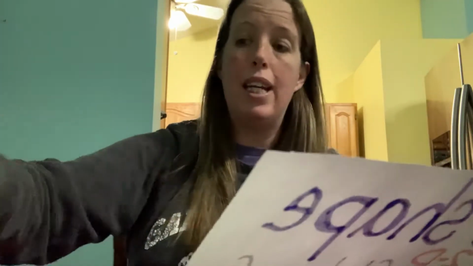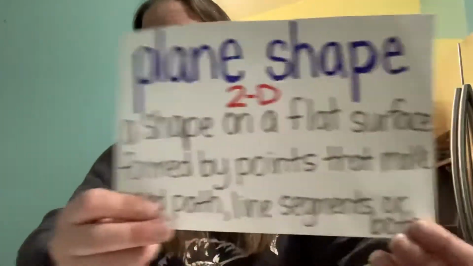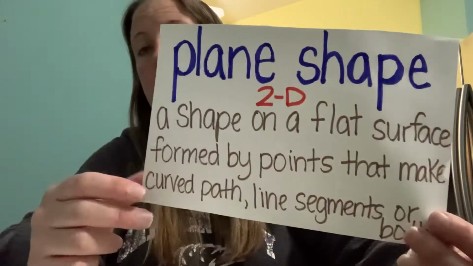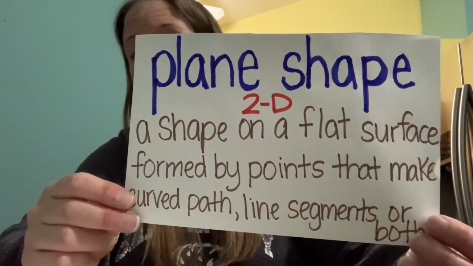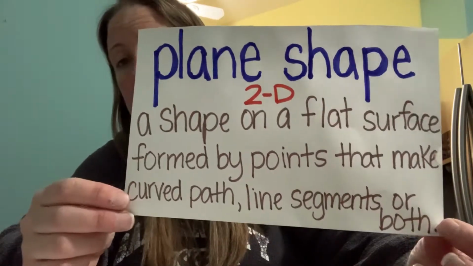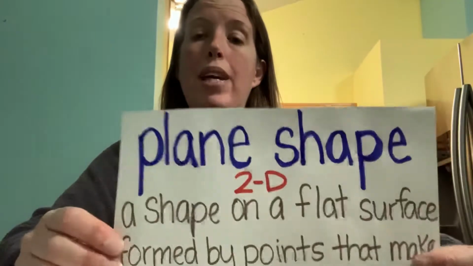So we're going to start by talking about a plane shape. And a plane shape, another word for that is 2D or two-dimensional. So a plane shape is a shape on a flat surface that's formed by points that make curved paths, line segments, or maybe both. So basically, a plane shape is a 2D shape that's flat. It has length and it has width, but it does not come up off the paper. That would be known as 3D. 2Ds are those flat shapes, okay?